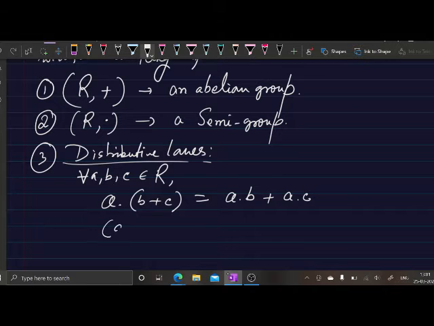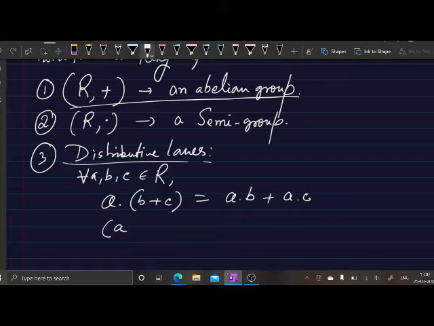And secondly, Sir, what is a semigroup? A semigroup means a set equipped with a binary operation in which associativity holds. Associativity. Commutativity, that is, ab equals ba, need not hold here, only associativity holds. Only associativity is required, and that is called a semigroup.